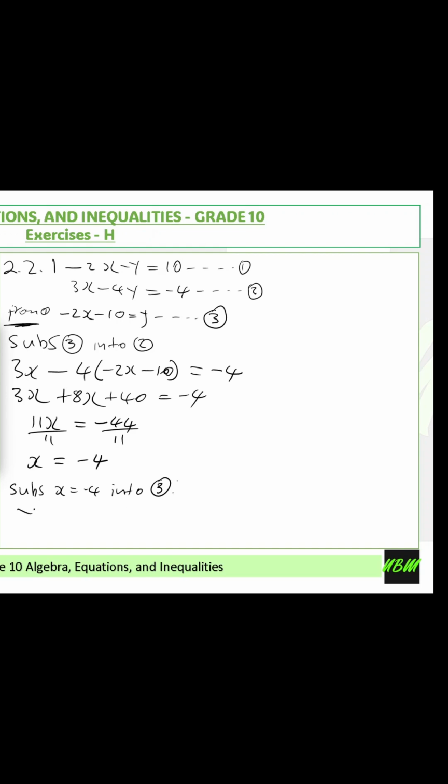So we are now saying y = -2x - 10. In place of x, we substitute -4. And then we have -10. Then our y will be equal to -2 times -4, which is 8. And then 8 - 10 will be -2. So this will be our solution for question 2.2.